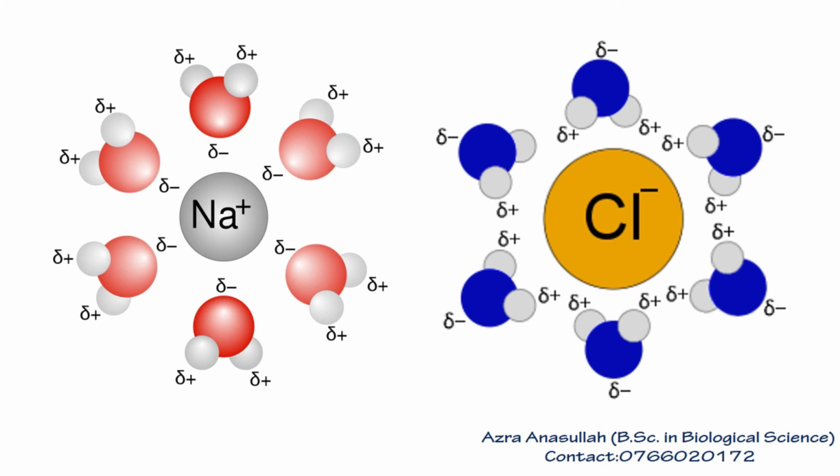In this picture, you can see the ionic compound sodium chloride being dissolved in water. Sodium cation is attracted by oxygen, which is partially negative in the water molecule. Likewise, chloride anion is attracted by hydrogen, which is the partially positive atom of the water.